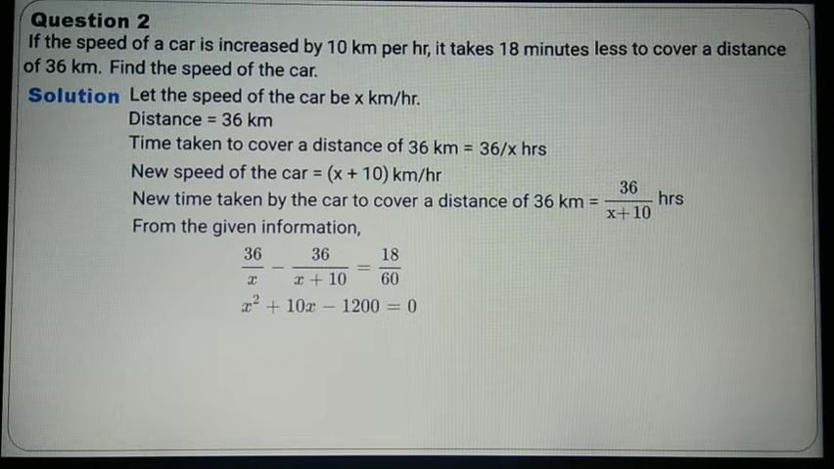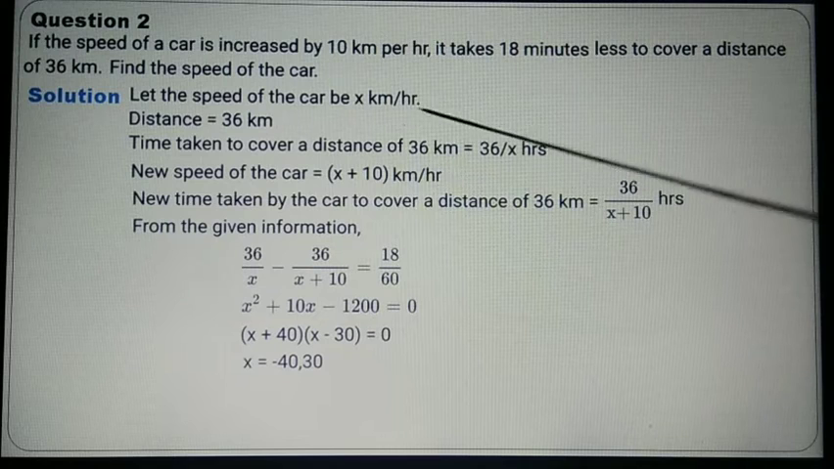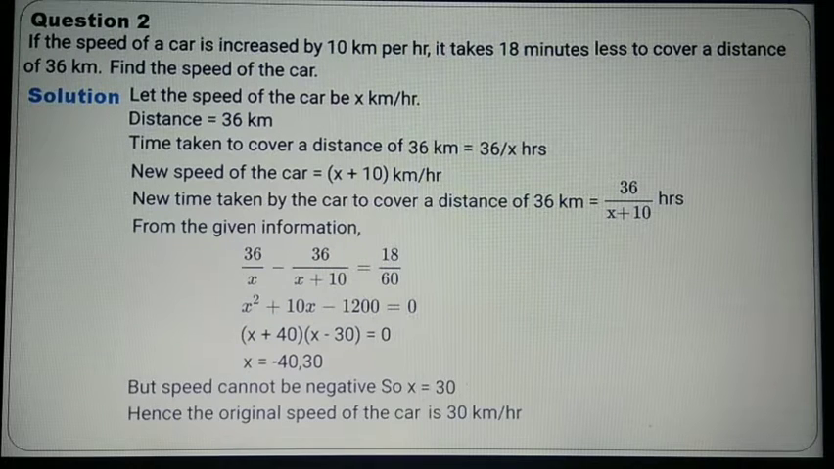So from the given information, arrive at this quadratic equation and solve it. Your values for x are going to be minus 40 and 30. As usual, x denotes the speed, so it cannot be negative. So the speed of the car has to be 30 kilometer per hour. Okay, so pause the video to note down.